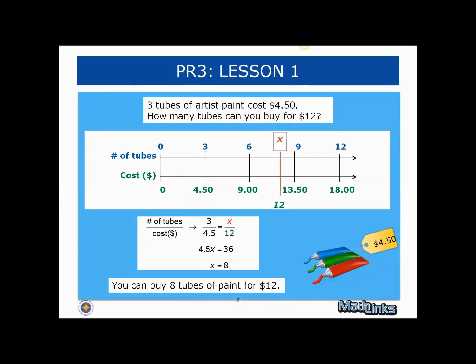In Packet 3, students use their learned representations and strategies to solve problems. This rate situation from Lesson 1 involves the costs of art supplies. Here we see an important MathLinks principle in action. Notice that the visual double number line is used to transition to an appropriate abstract equation.